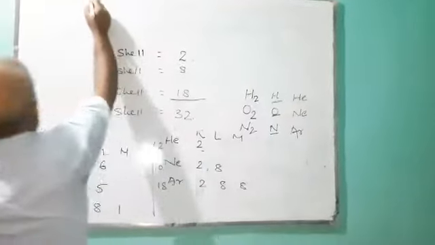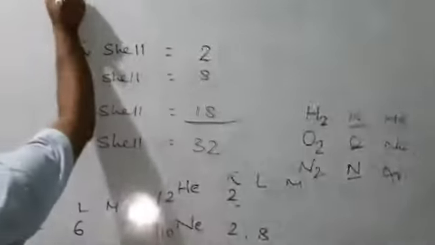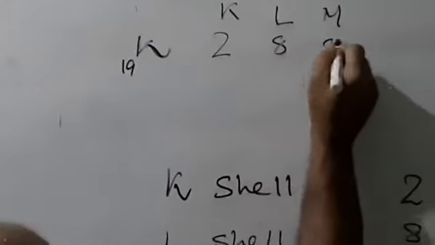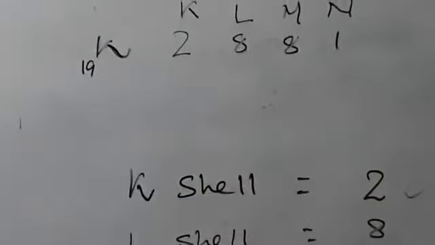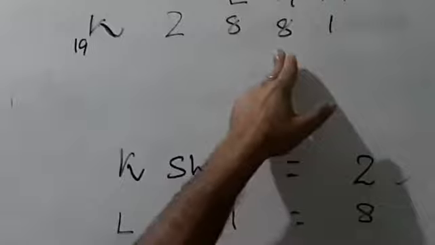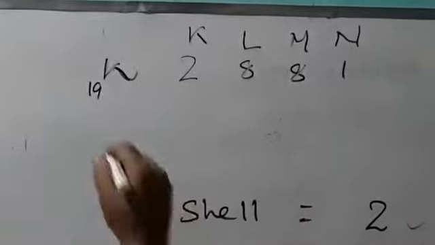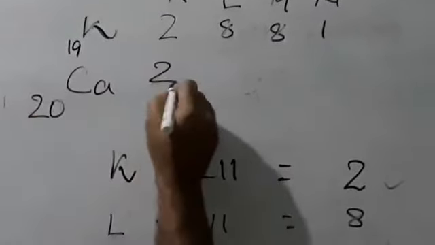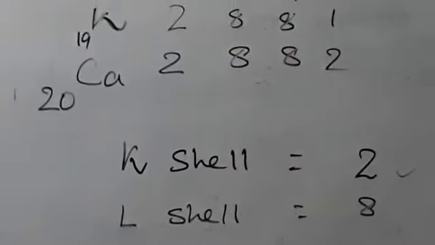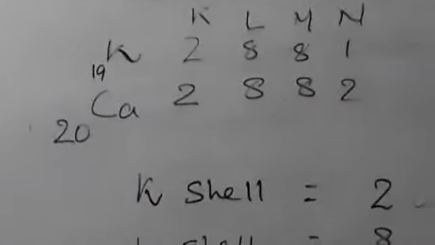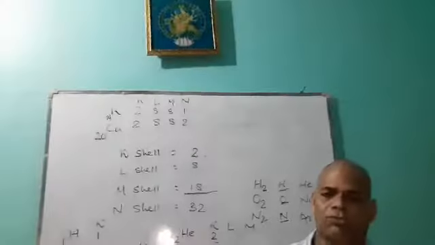As for example, take potassium, atomic number 19. If you write the electronic configuration: K cell 2, L cell 8, M cell 8, N cell 1. We cannot write 9 here because the outermost cell cannot accommodate more than 8 electrons. That's why one new cell, N, has been generated. Again, calcium 20 is 2, 8, 8, 2. Is it clear? If M cell is the outermost cell, M cannot accommodate more than 8 electrons.